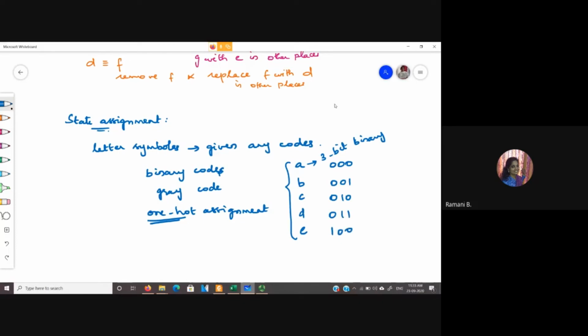So it implies the other combinations will be don't care. That is, 101, 110 and 111 will be don't care in this. And if I am going to use the gray code, I will be having this as 000, 001, 011, 010 and 110. The other combinations of this 3-bit will be don't care.